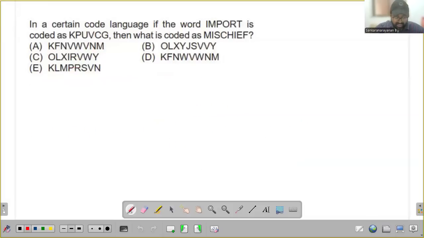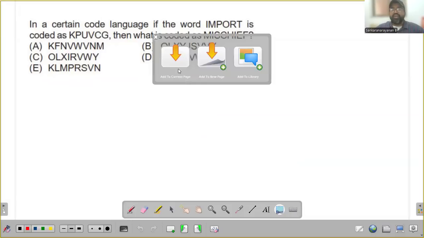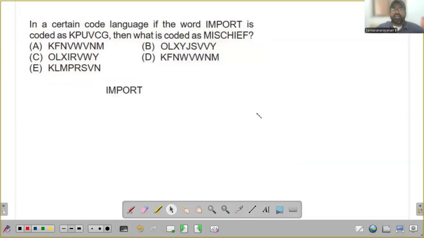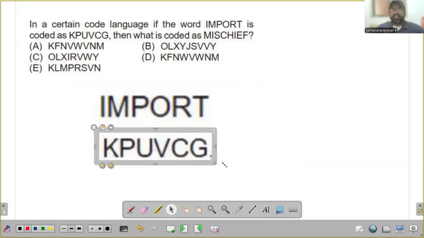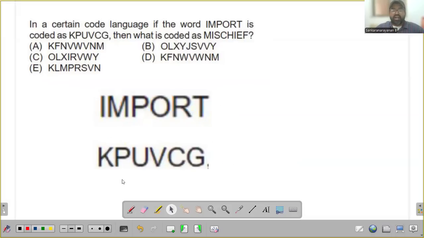Let's now go to the next one. You can see that this word "import" is getting coded in a specific way. Let's see what the logic is here. "Import" is getting coded as KP, UV, CG. So what is happening here? I plus 2 is K: I, J, K. Then M, N, O, P, and Q, R, S, T, U, so it is plus 5.